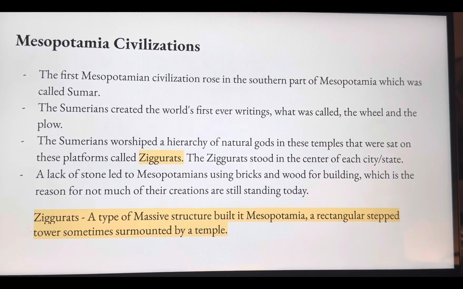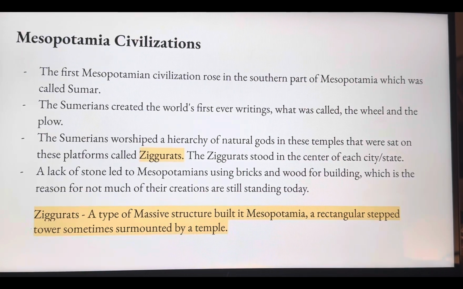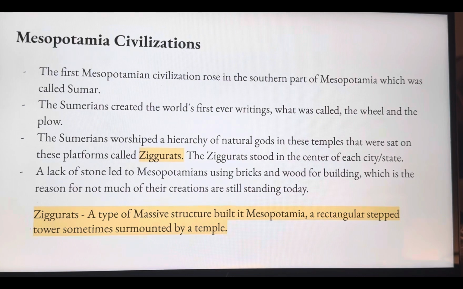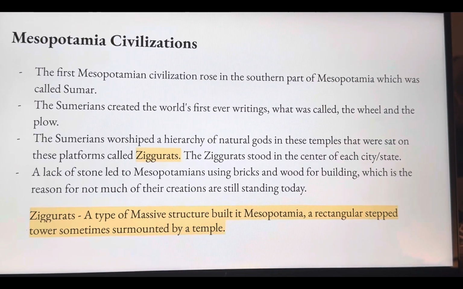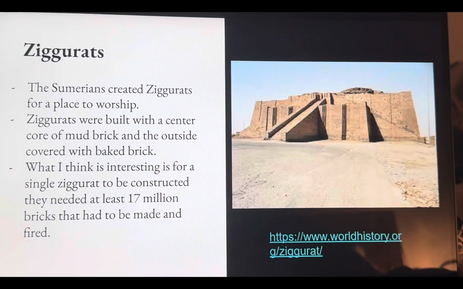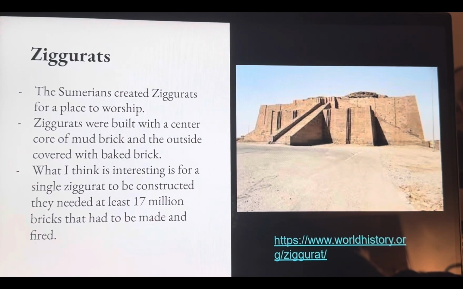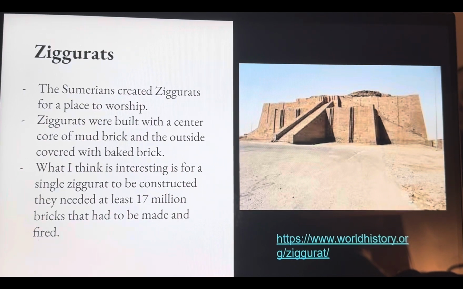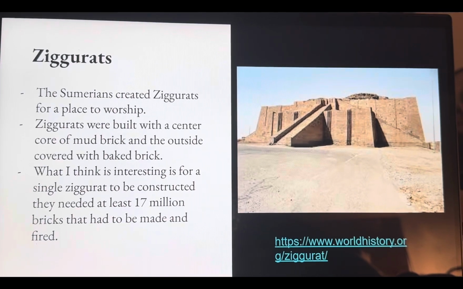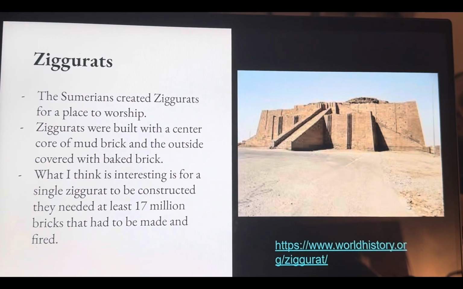I also have the definition of ziggurats down at the bottom. Ziggurats are a type of massive structure built in Mesopotamia, a regular stepped tower sometimes surmounted by a temple. Here's a picture of a ziggurat and what it looks like. The Sumerians created ziggurats as a place to worship. Ziggurats were built with a center core of mud brick and the outside covered with baked brick. What I think is really interesting is that for a single ziggurat to be constructed, they needed at least 17 million bricks that had to be made and fired.